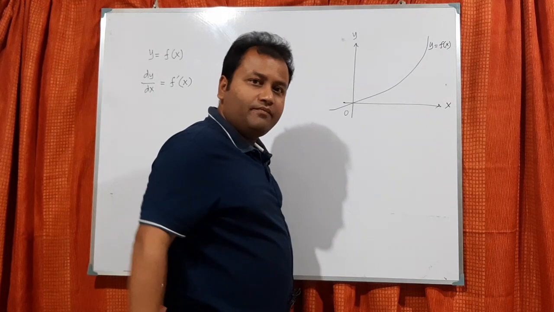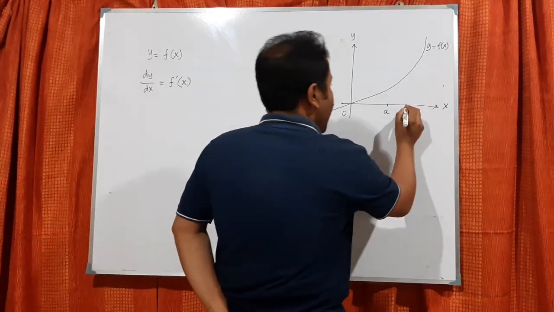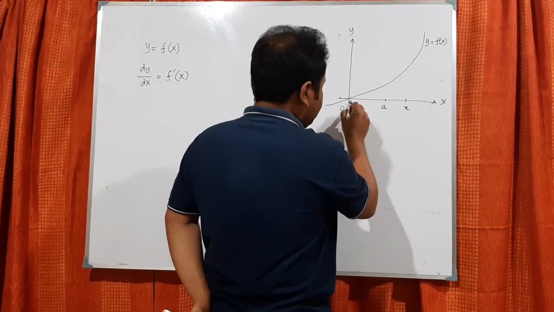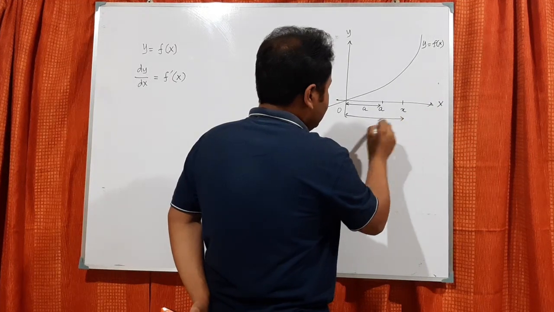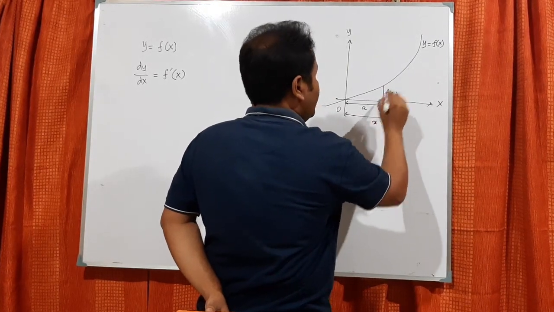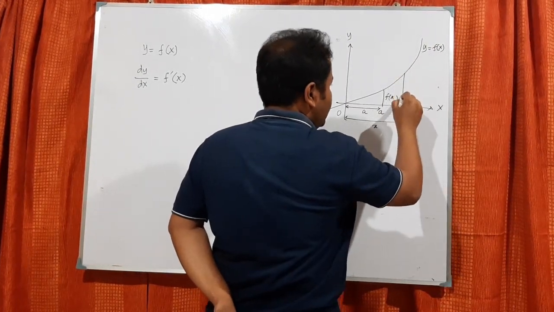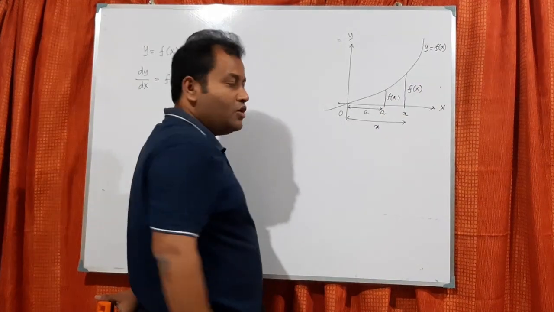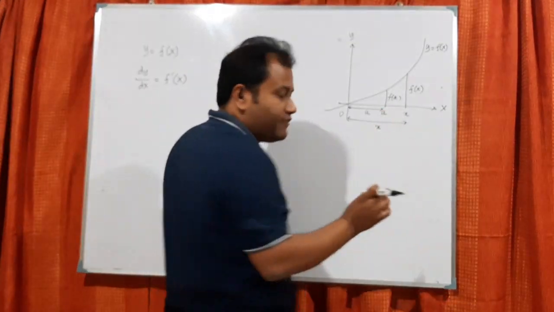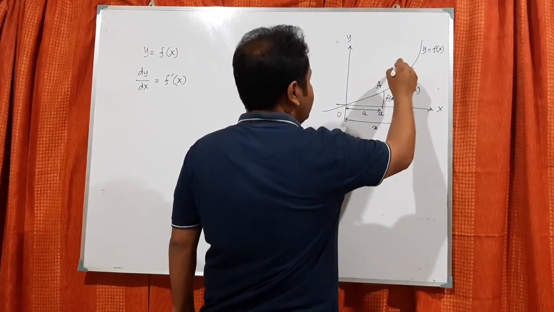So I have taken one curve y equals f(x), then I am taking one point on the x axis, a, and a nearby point on the x axis, x. So this distance is a and this distance is x. Corresponding to a, the functional value will be f(a), because it is y equals f(x), and for this point the functional value will be f(x). Though I have drawn it in a bigger manner, you can visualize that these two points are very close to each other. Let this point be A, and this point be B.